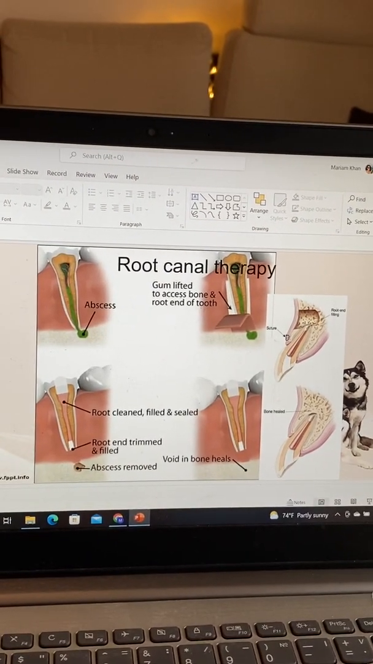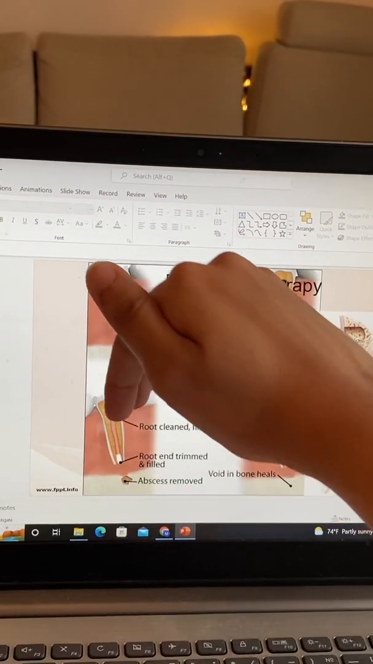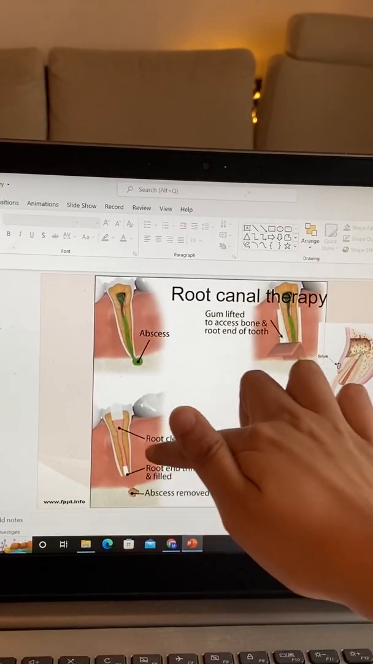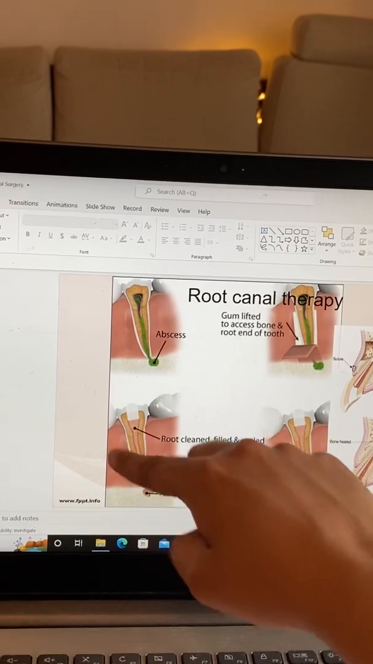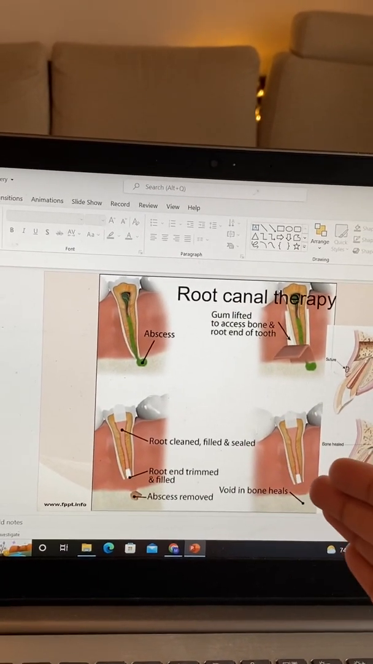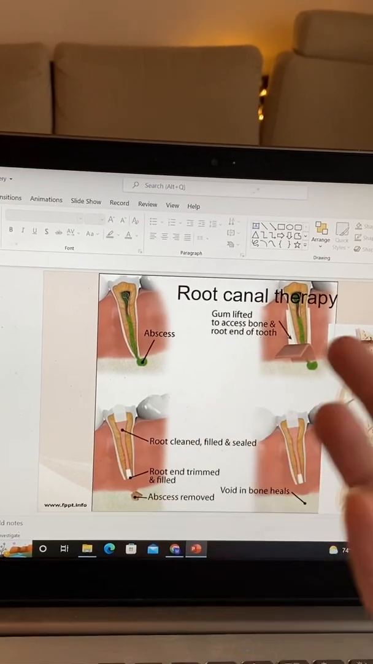Okay, so an apicoectomy is when you basically get the gum and you lift it to access the bone and the tooth root. So just ignore the pulp inside, you're accessing the outside, and you basically clean it, fill it, and seal it. You can also do an extraction.